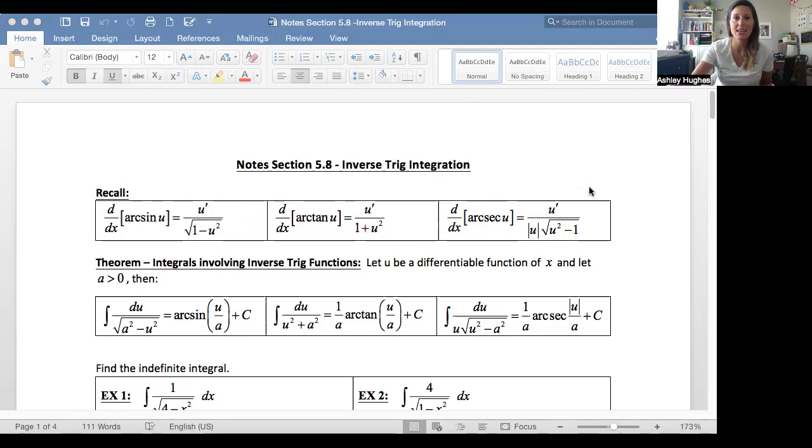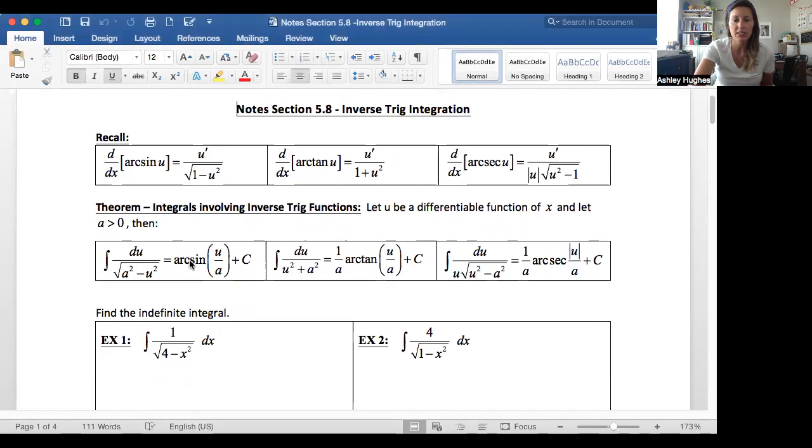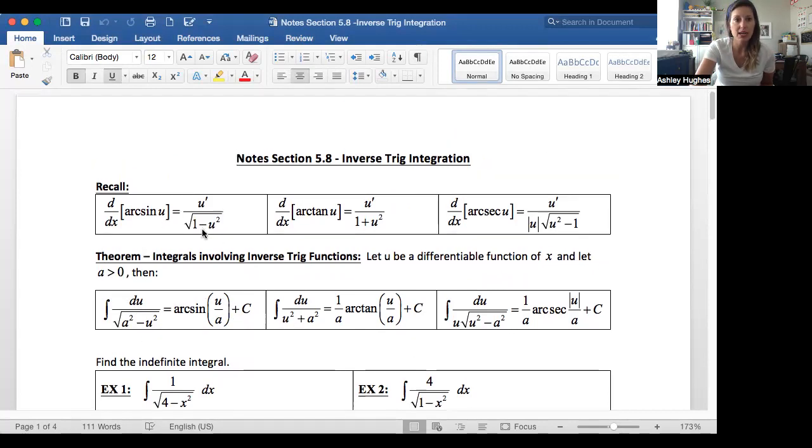Now we're going to talk about the antiderivatives of these guys. So here are the antiderivative formulas. The integral of 1 over the square root of a squared minus u squared is arcsine u over a plus c. So a can be any number. It doesn't have to just be a 1, which is where the u over the a comes in. This one is 1 over a arctan u over a, and then secant is 1 over a arcsecant absolute value of u over a.